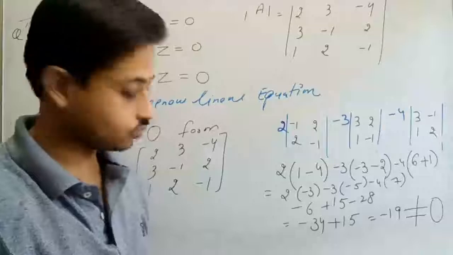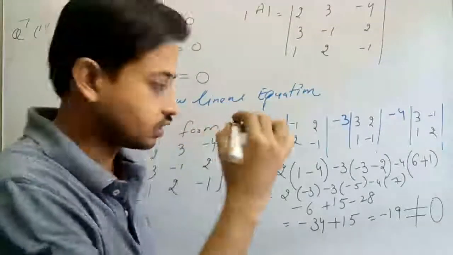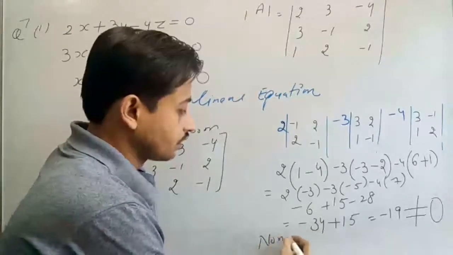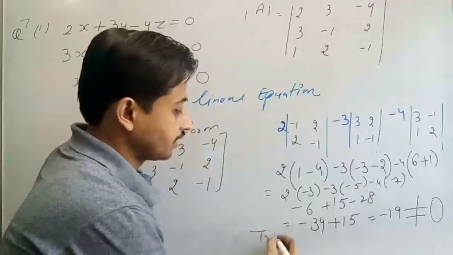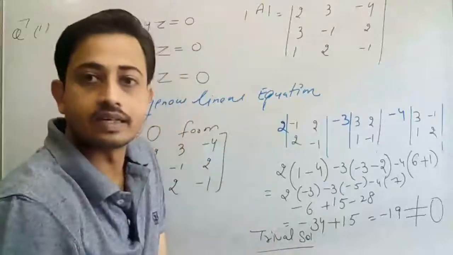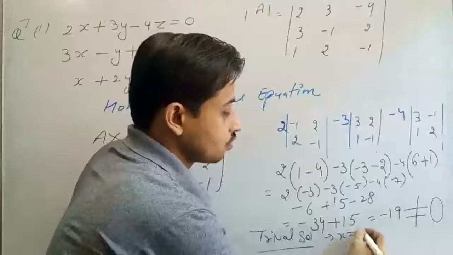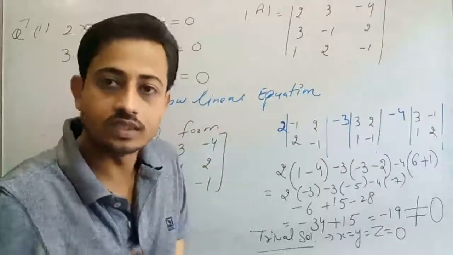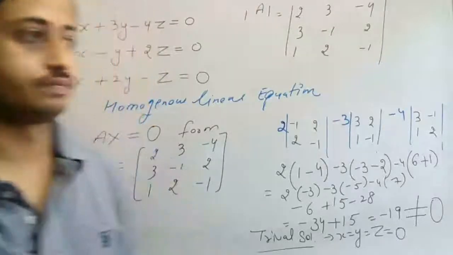not equal to 0. And you know what's the condition if the determinant is not equal to 0? We get the trivial solution. The values are x is equal to y is equal to z is equal to 0. This is the final answer. So please make a note.